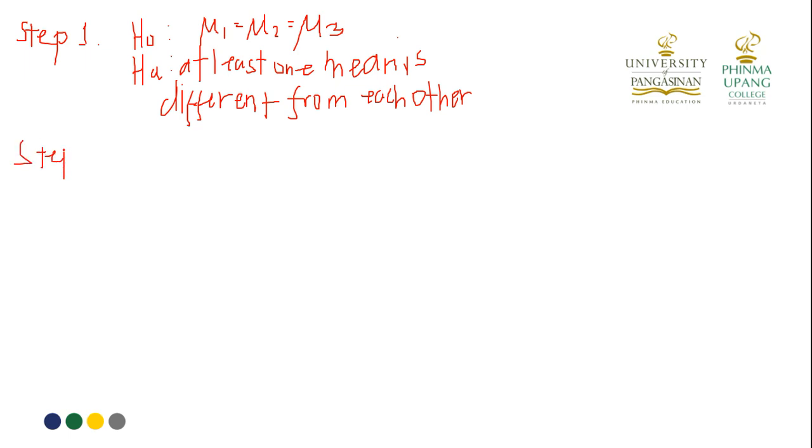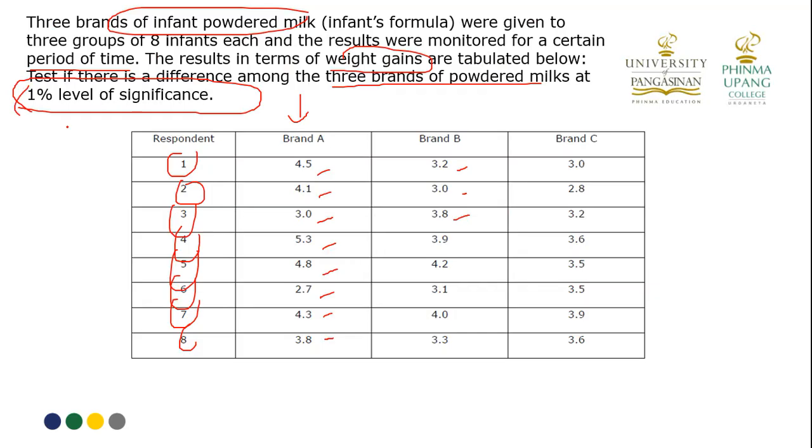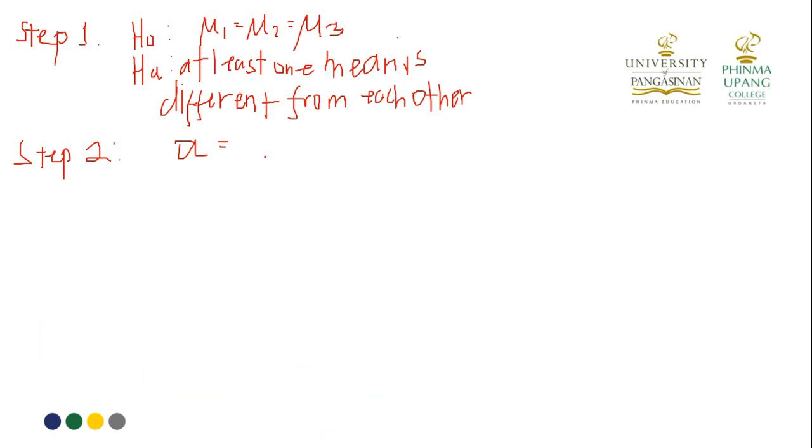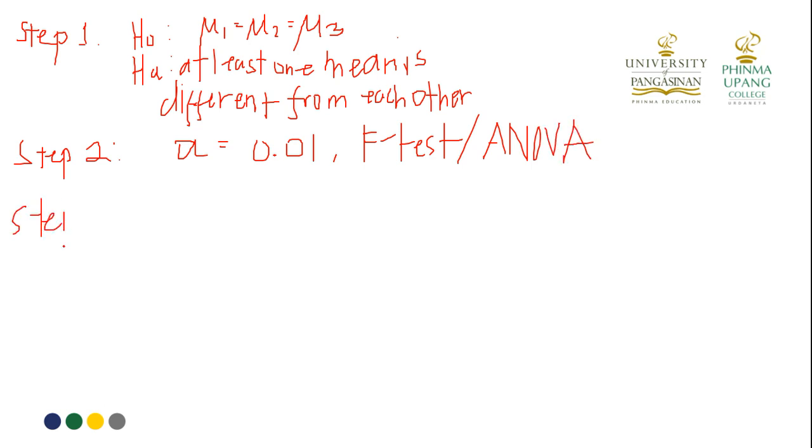So, let's move on to step number 2. Yung ating alpha, balikan natin, yung alpha natin dyan is 1% level of significance. So, ibig sabihin 0.01. Then, yung test statistic daw is F test. So, F test, tatawagin natin siyang ANOVA.